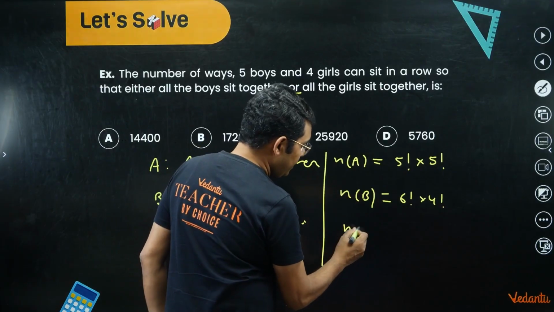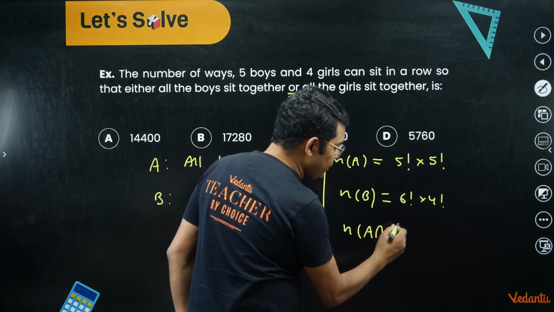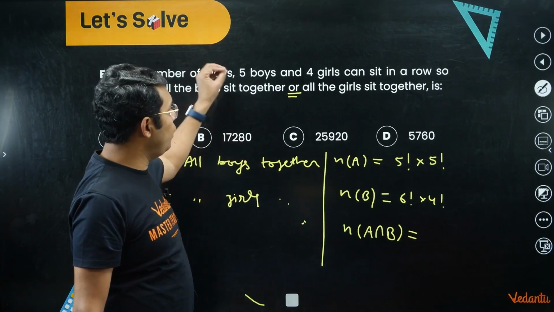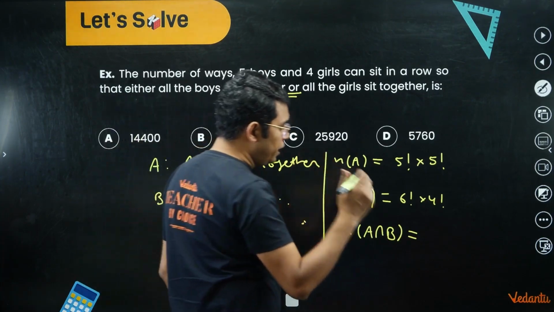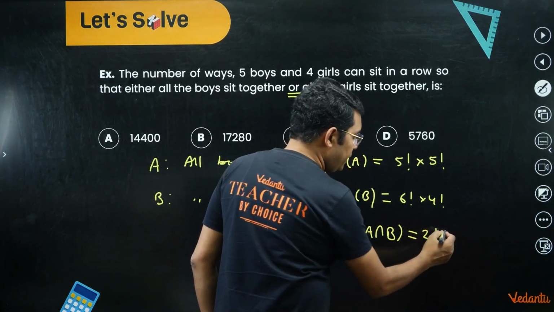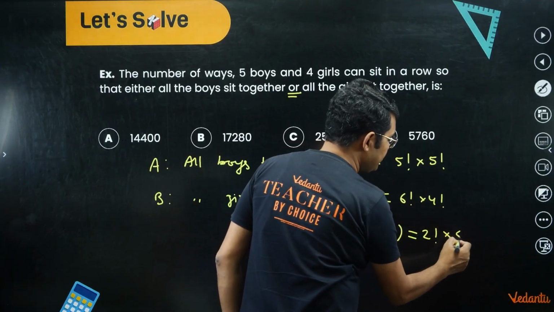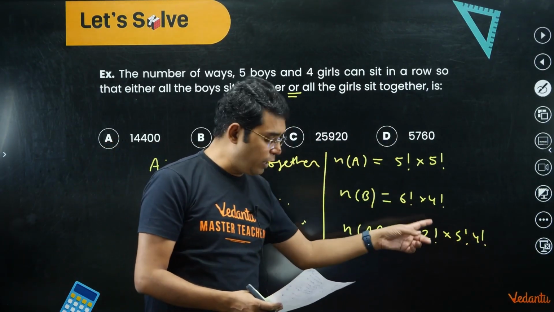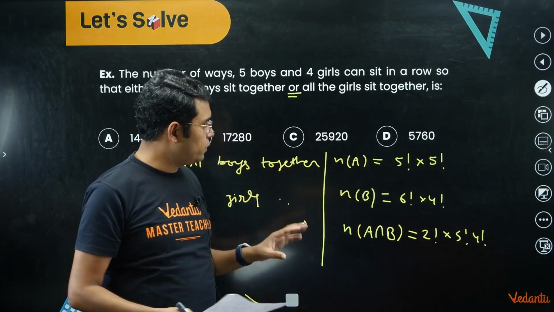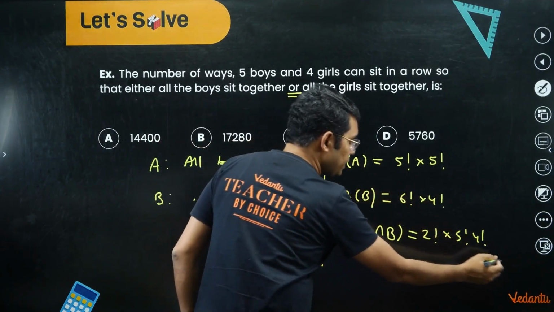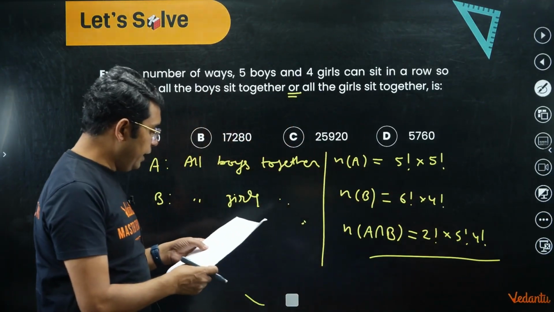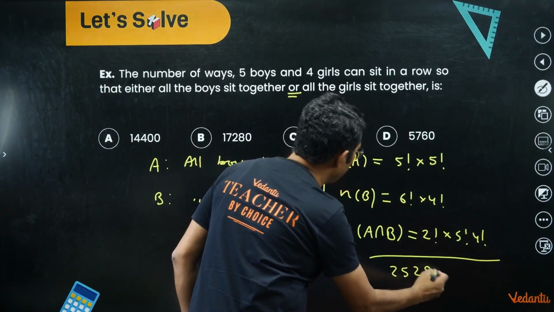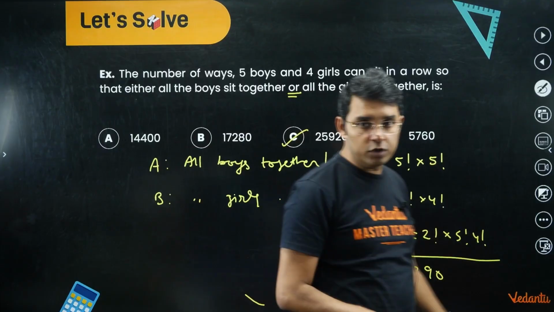So we will be finding A intersection B first. So what is A intersection B? A intersection B means when all boys are together, all girls are together. So there are only 2 blocks to be arranged. But inside the block, 5 boys can be arranged, 4 girls can be arranged. So that will be their intersection: 2 factorial into 5 factorial into 4 factorial. So just add these two, subtract it, you will get your answer. I think after calculation, it comes out to be 25290. That is, answer is C for this question.